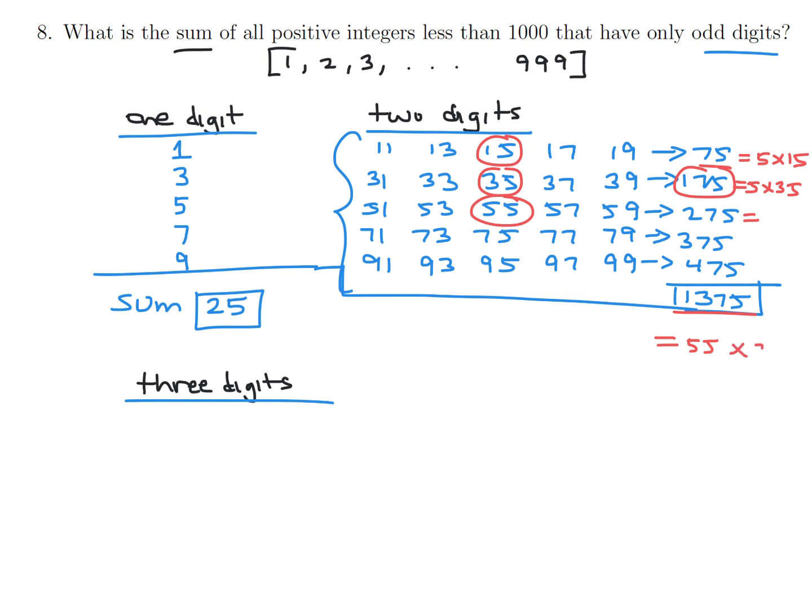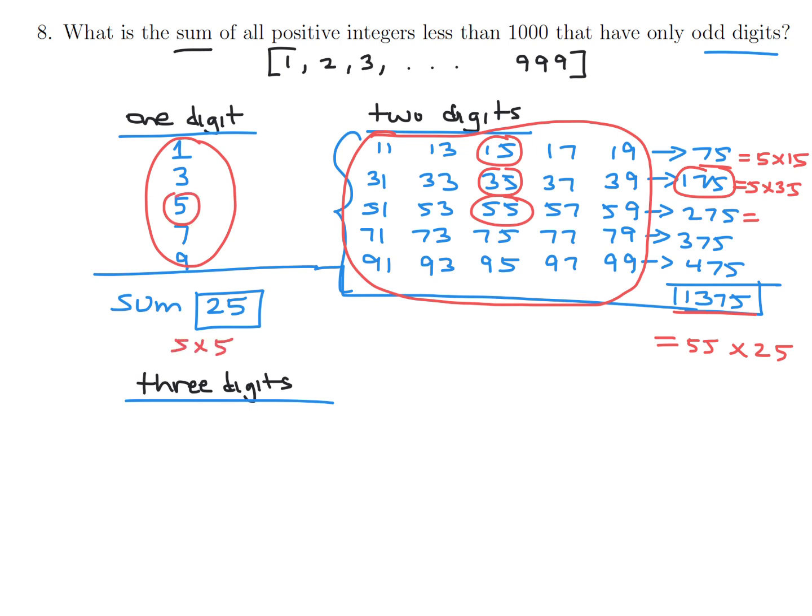times 25. Now 25 represents how many numbers we have. Like all these guys, there's 25 of them. Here there is 5. Here there's 25. So it's similar here. You took the middle number and multiply it by how many numbers you have. Here you take the middle number and multiply it by how many numbers we have. Got it? So I think that's how we're going to figure out the sum of the 3-digit numbers.